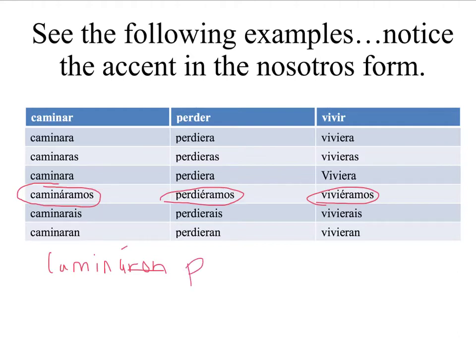Same with perder. Dieron is our verb. We're getting rid of that -ron and we're adding an e with an accent over that e. As far as vivir goes, vivieron is the verb. We get rid of the -ron and we add an accent over the e.